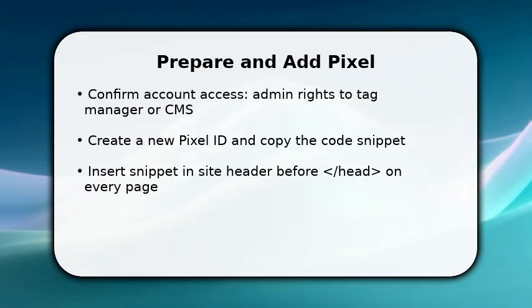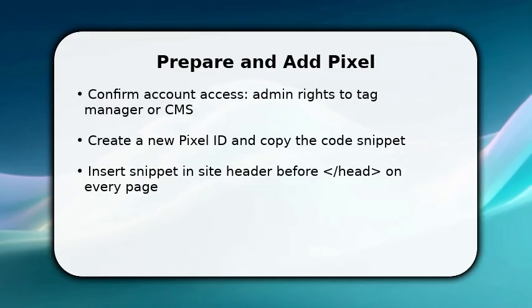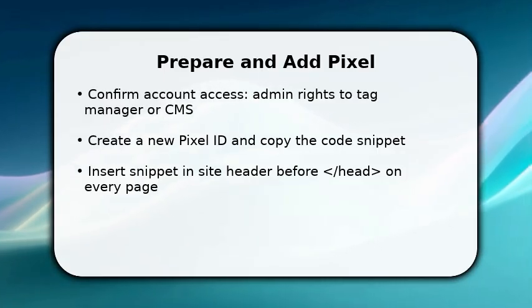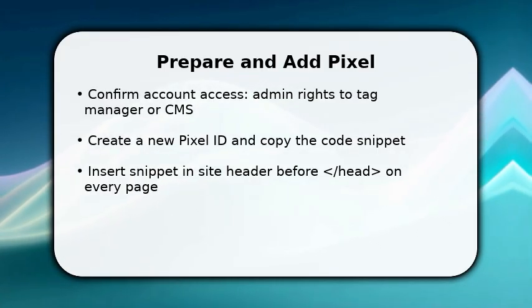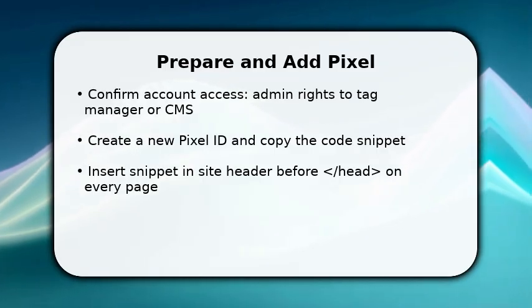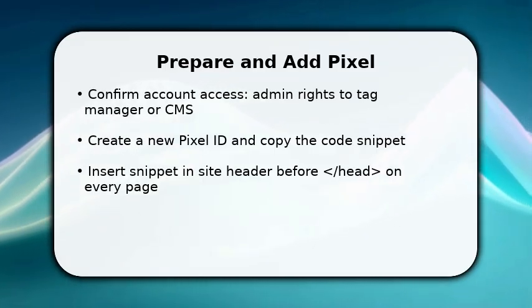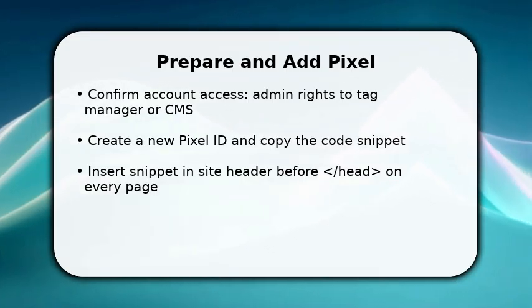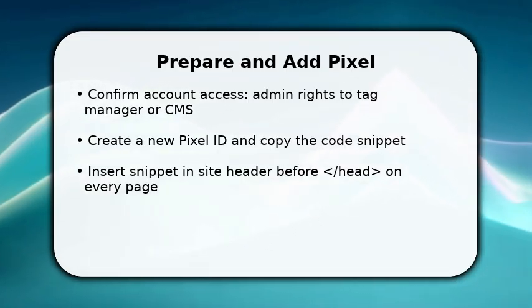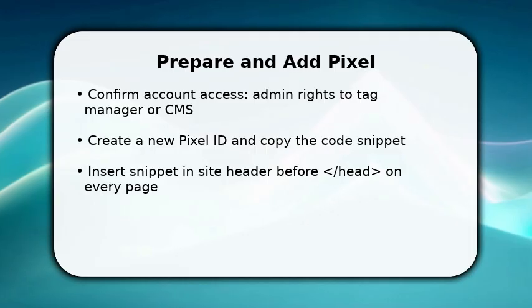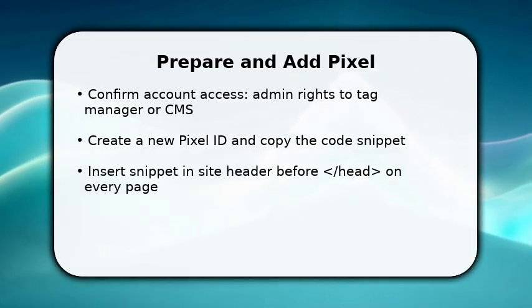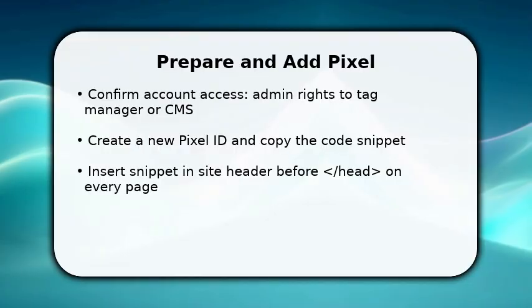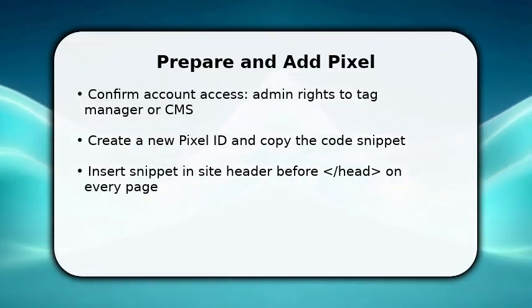You start by confirming you have admin access to your tag manager or CMS. Without it, nothing proceeds. Next, create the pixel ID in the platform and copy the JavaScript snippet exactly. Paste that snippet into your site header before the closing head tag on every page you want tracked. Once done, publish the change and clear cache so the code loads immediately. This immediate placement enables page view tracking and prepares for event setup next.